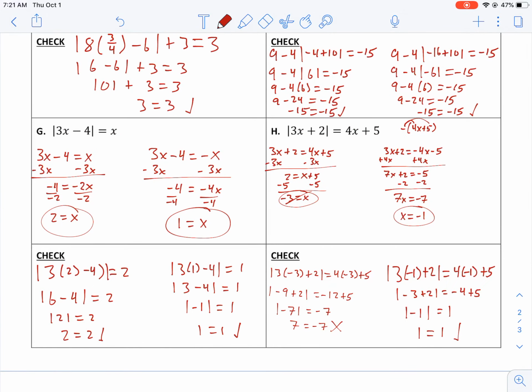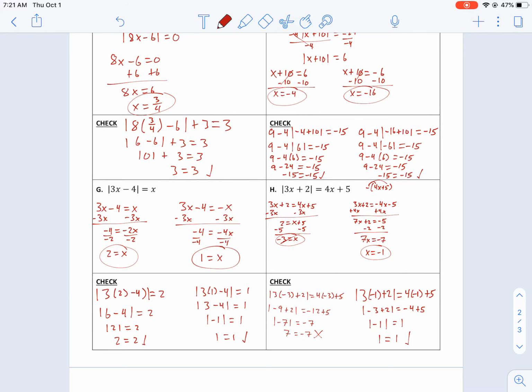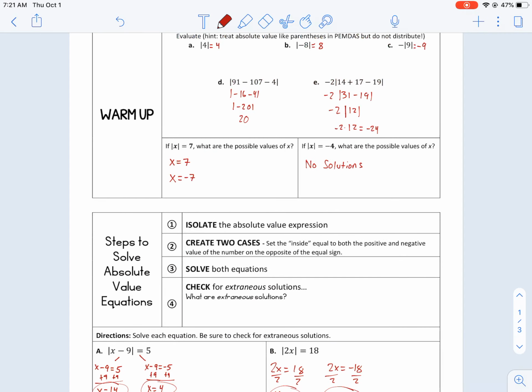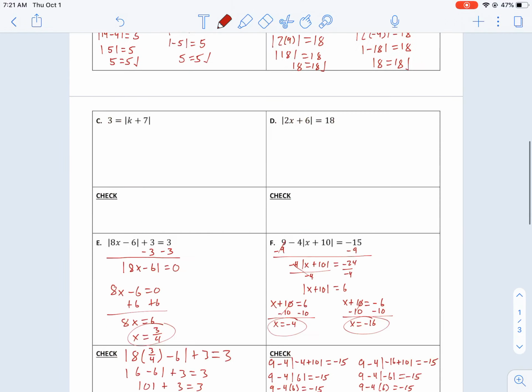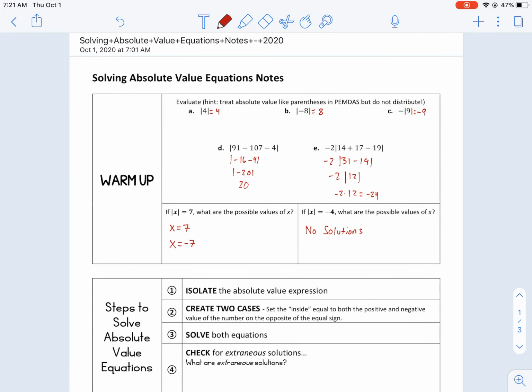So that's it. That's what we're doing today. Go ahead and try the practice. Make sure you read the directions, because I think there are some odds or evens possibly going on. I can't remember if that's this assignment or a different one.